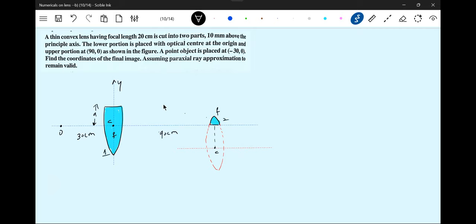Two lenses are there, lens 1, lens 2. The optic axis for lens 2 is this one. So we'll write here, optic axis of lens 2. See, the lens would have been here, no? This is cut and it is moved here. So definitely its optic axis will shift. How much? By A. This is the trick of the problem. What is A? A is 10 millimeter.